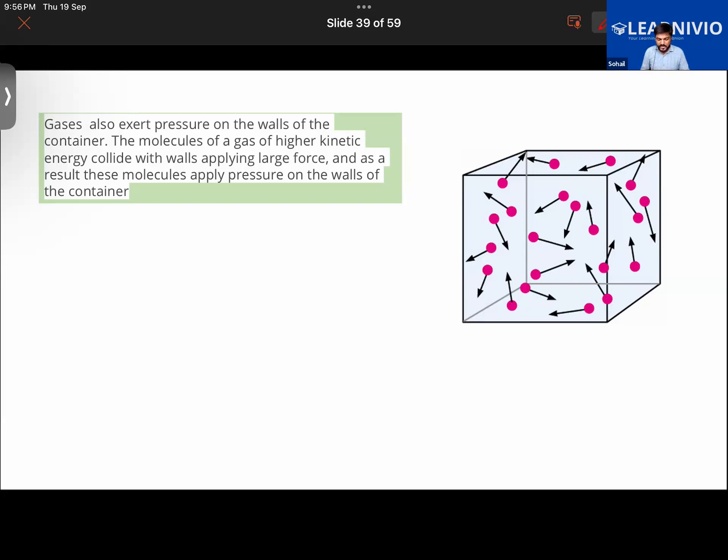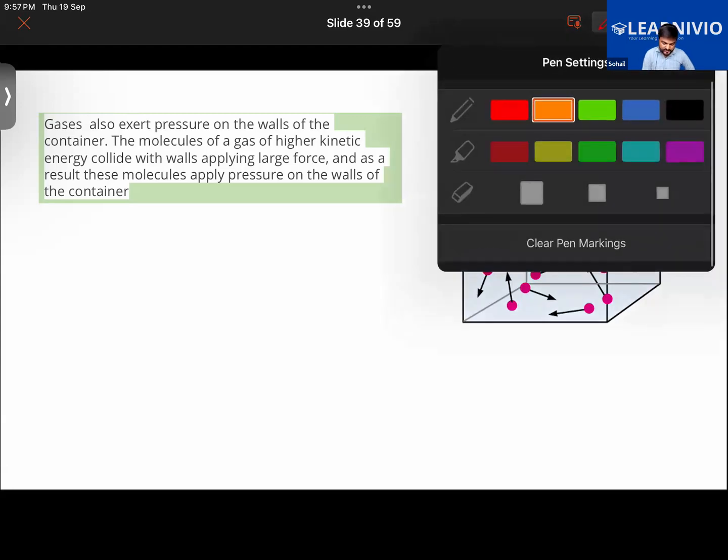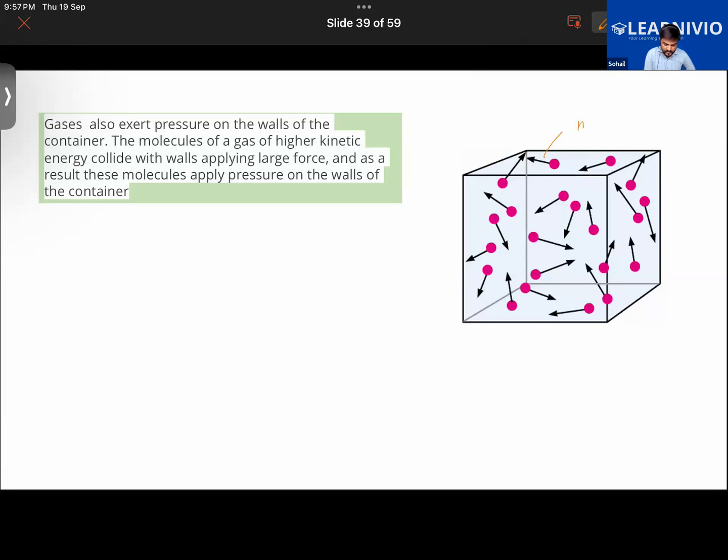So we get to see that the molecules of gases have more energy as compared to the molecules of the liquid. Getting it, guys? Thereby they will be applying more force on the wall of the container. They will be hitting the wall with more force on the given unit area, so they will be generating more pressure, because we know that pressure depends upon force also.